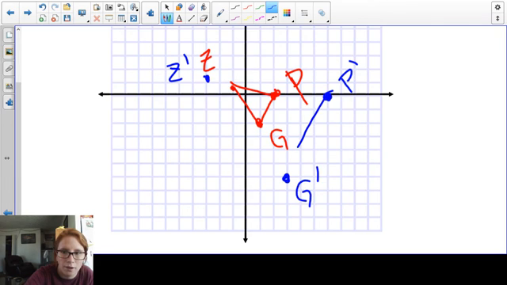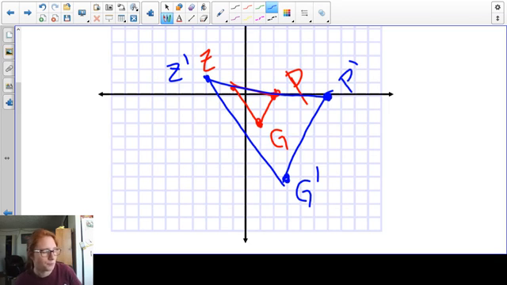And then again, I go ahead and connect my dots as best as I can, as straight as lines as I can. Obviously, some of these are not the greatest. I'm trying to do this on my computer. You have a little bit more stability drawing with your pencil. So there's my dilated image. Here's my pre-image in red, and my dilation image is in blue.